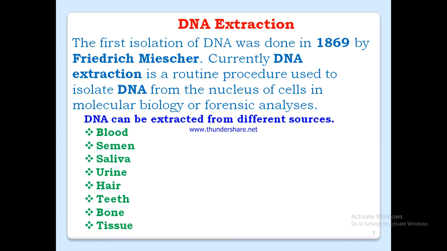DNA extraction. The first isolation of DNA was done in 1869 by Friedrich Miescher. Currently, DNA extraction is a routine procedure used to isolate DNA from the nucleus of cells in molecular biology or forensic analyses. DNA can be extracted from different sources: blood, semen, saliva, urine, hair, teeth, bone tissue.